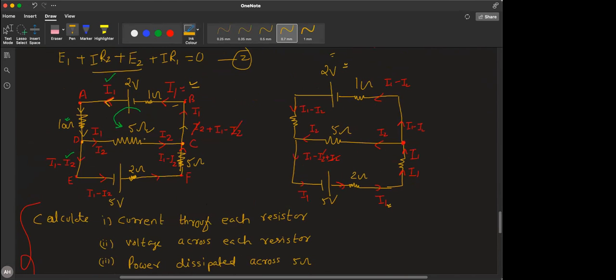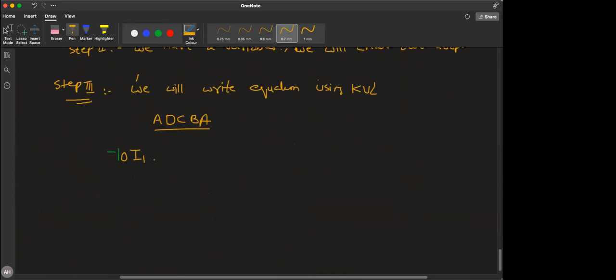Nabil Khan, again, let's move from D to C. How much is the voltage drop here? No, 5 is the resistance. Voltage is 5 into current, right? Tell me, Nabil. 5 I2, right? Yes, sir. Minus 5 I2.